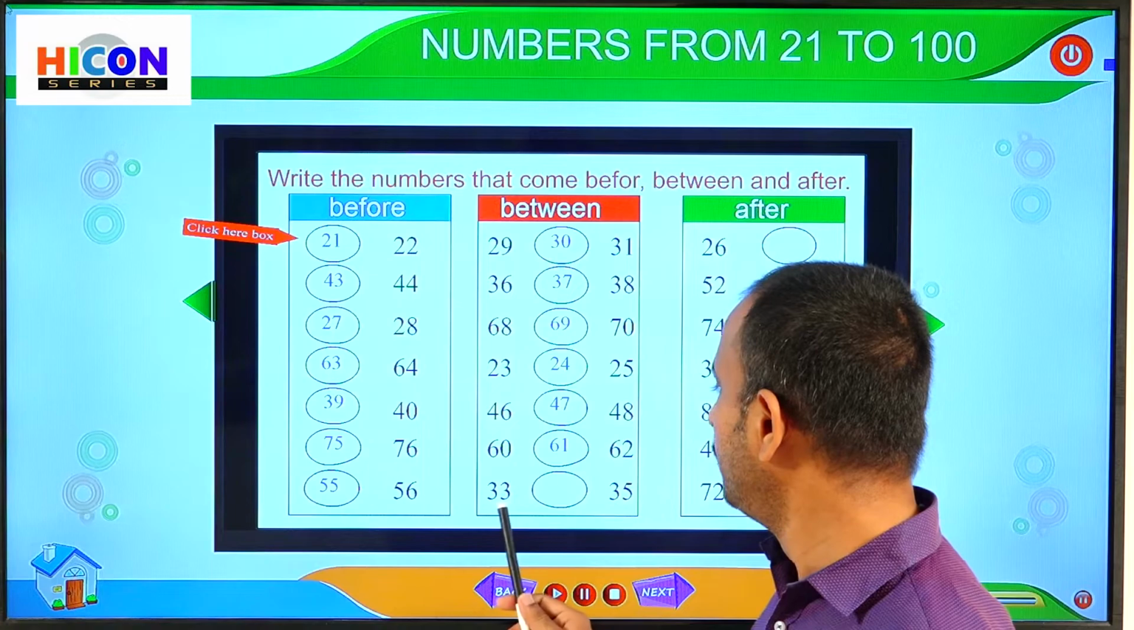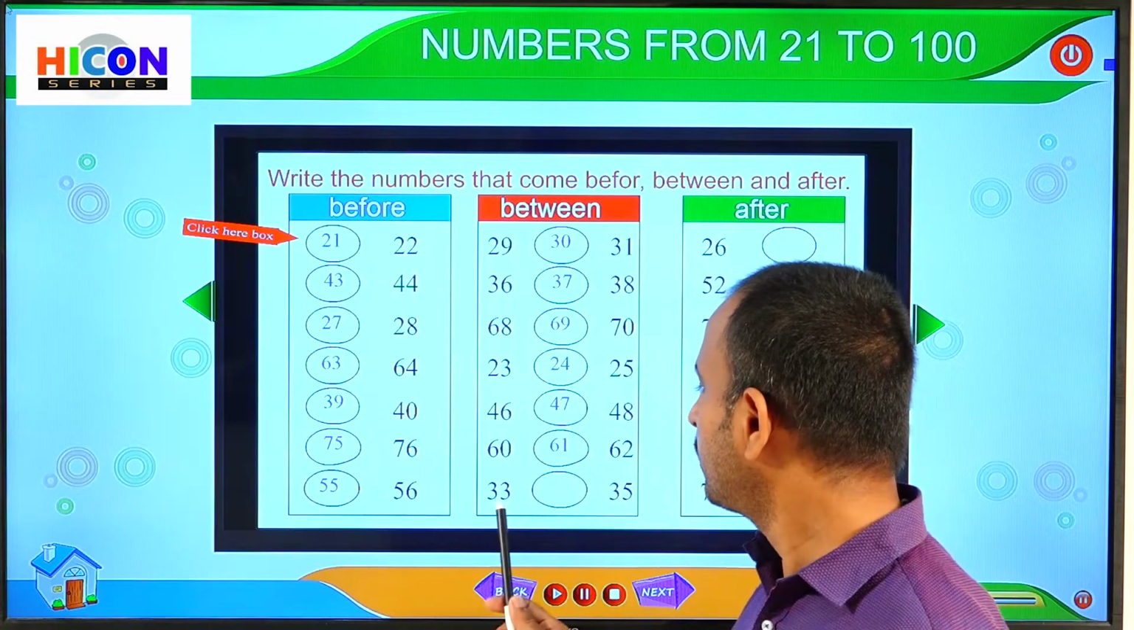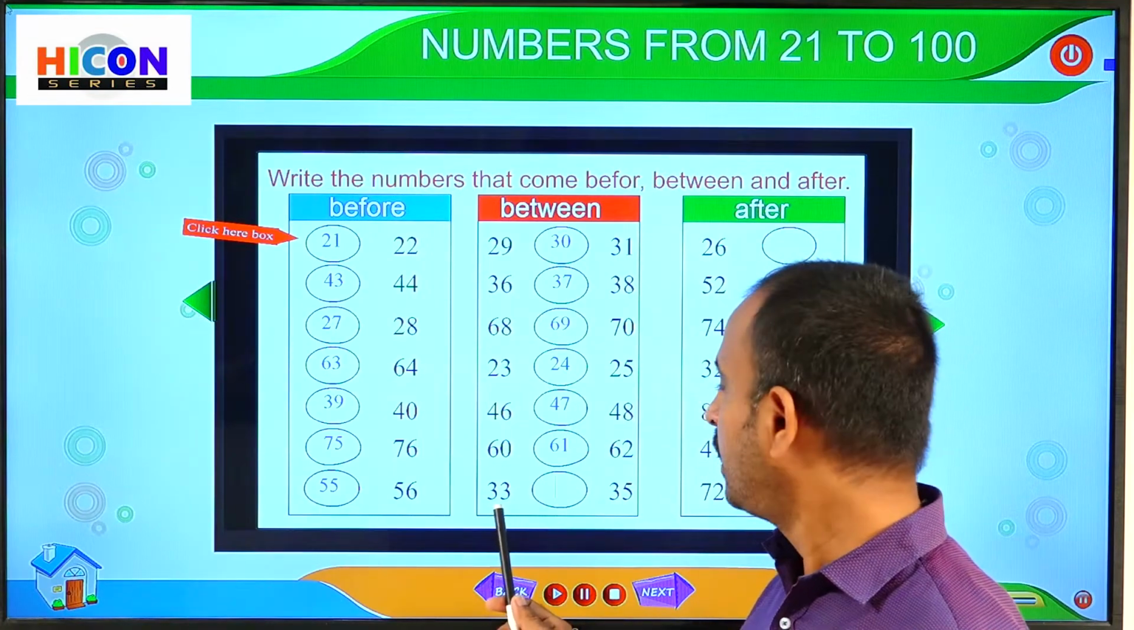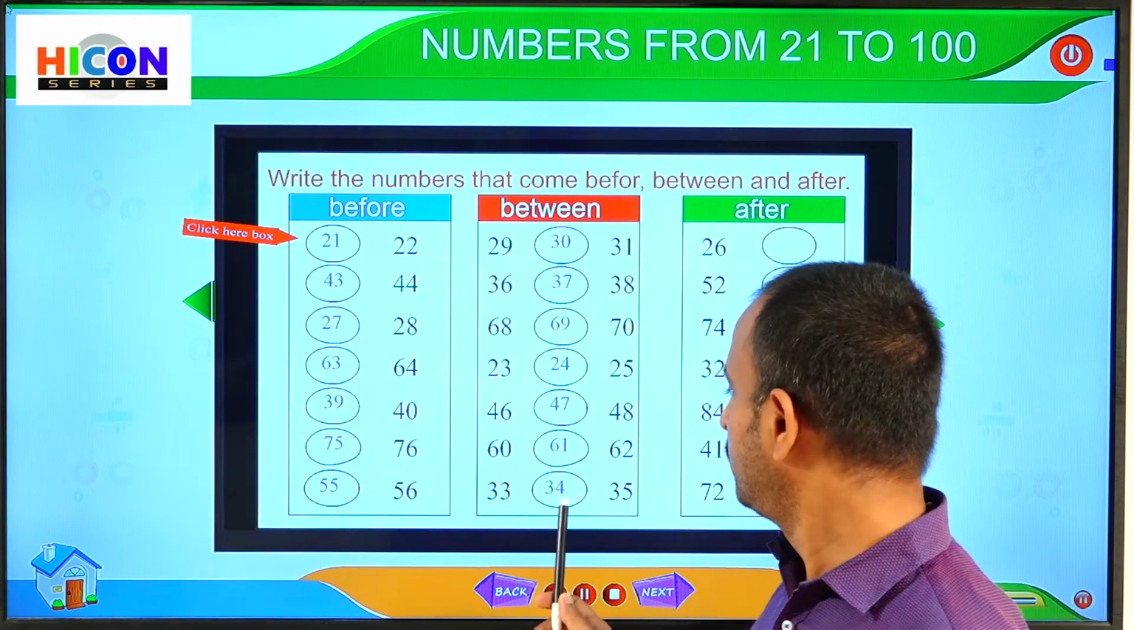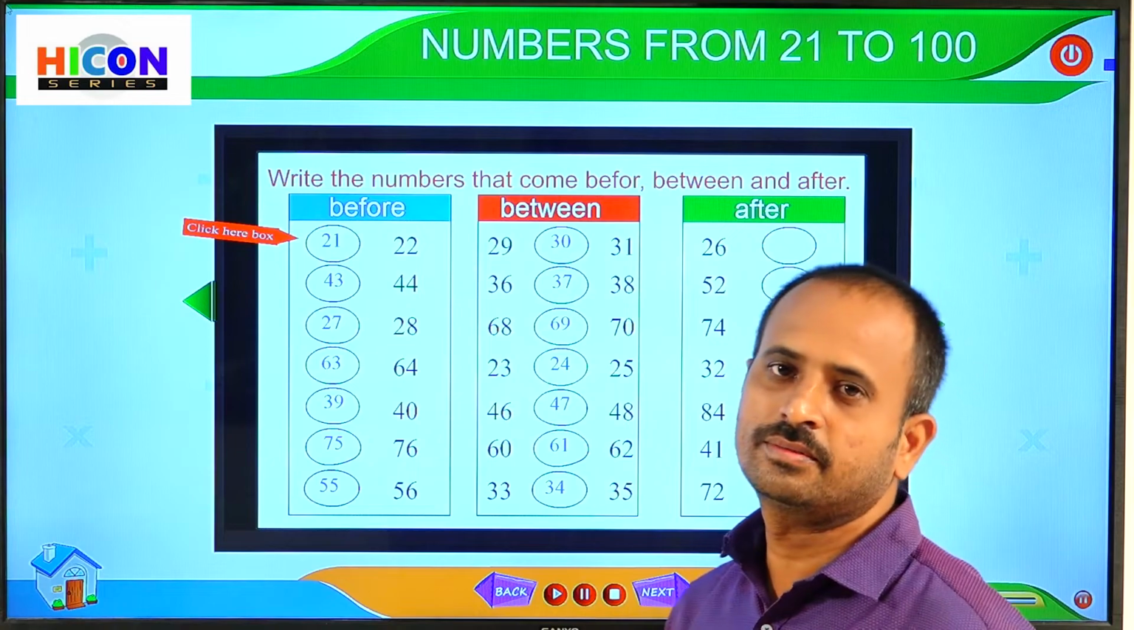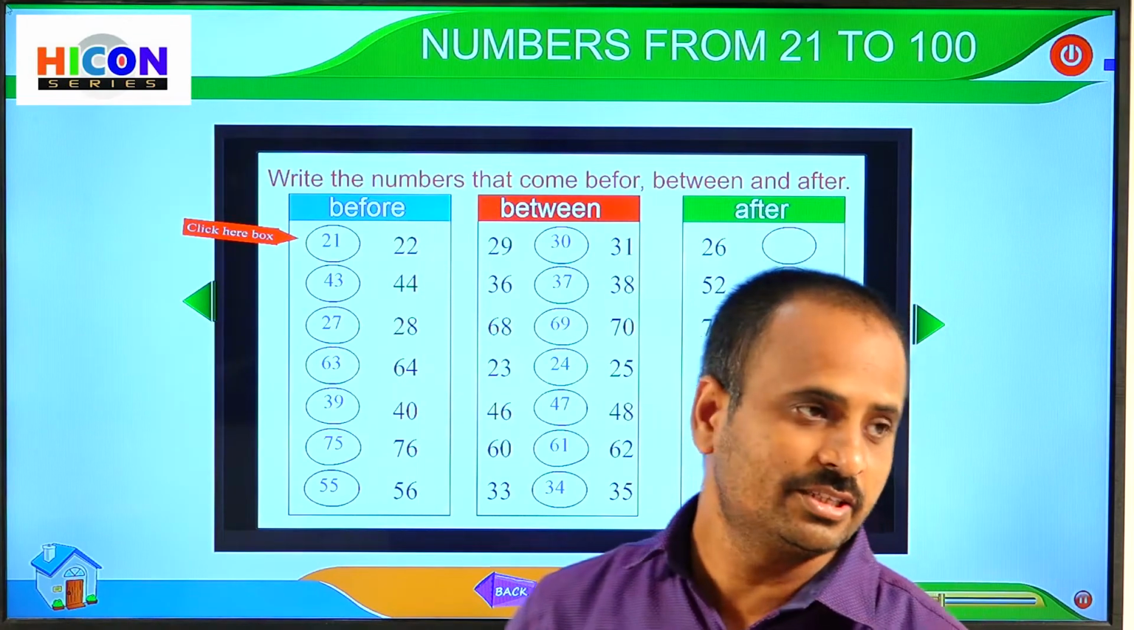See the last one, 33 and 35. Which number will be between 33 and 35? Write the after number for 33. After 33 we will get 34. So 34 will be the between number. So children, see the next problem.